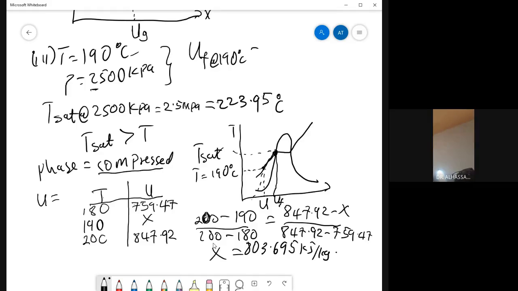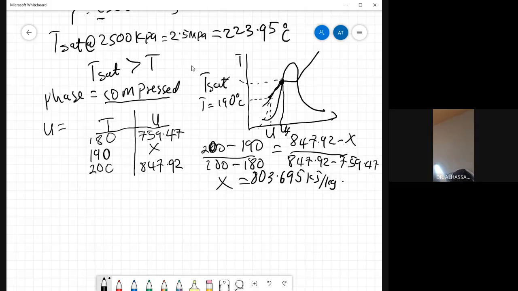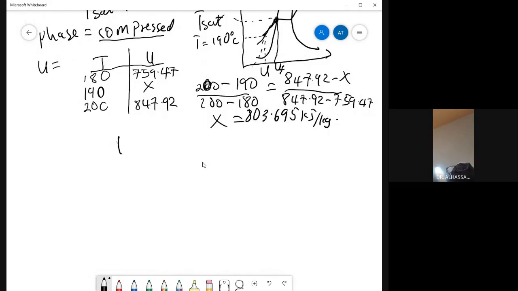So let's say, I don't know if somebody can help me find UF at 190 degrees Celsius. How much is that? So what is UF? UF at 190 degrees Celsius. So this is at saturated, you go to the saturated liquid, okay? Saturated liquid.